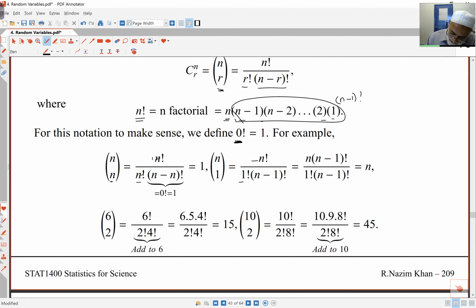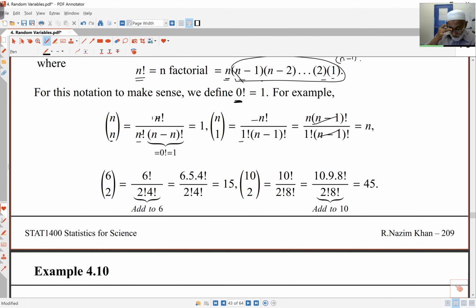So over here, these two cancel off, and I get N. My example of 2 out of 6: the top factorial, the bottom factorial, and the difference. They have to add to 1, yeah? These two numbers here must add to 1.